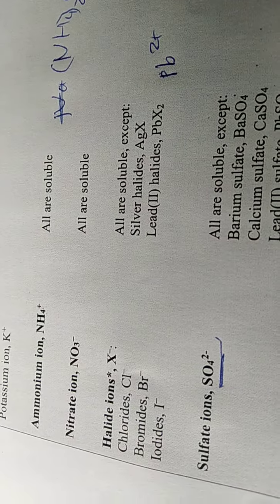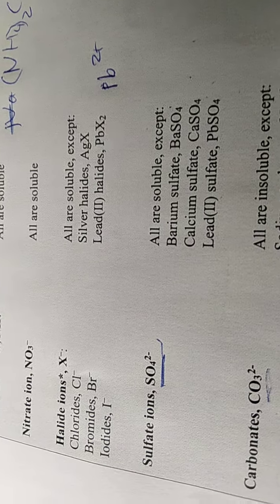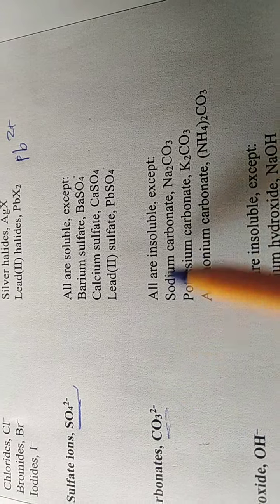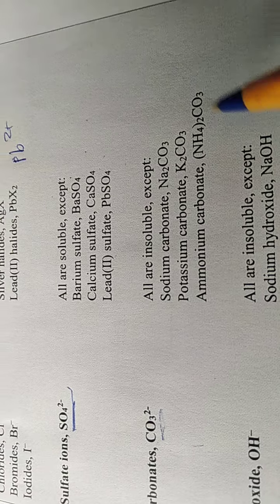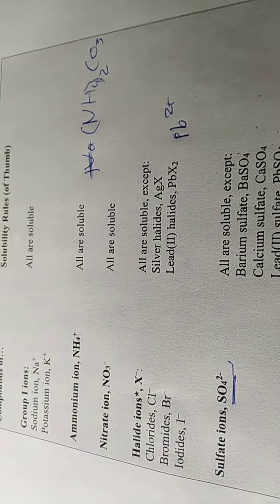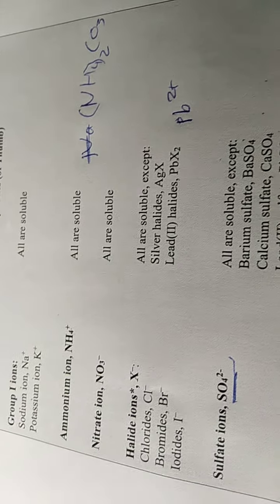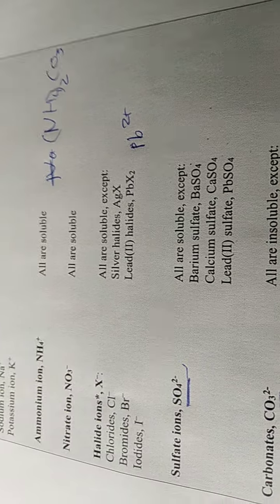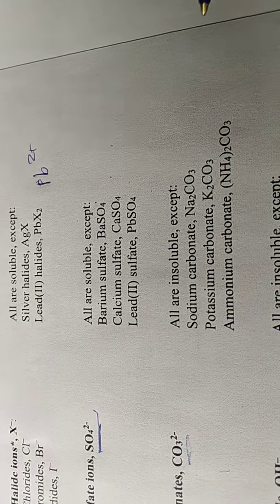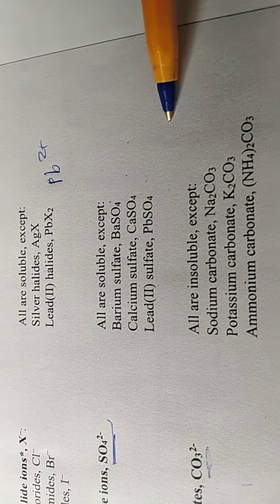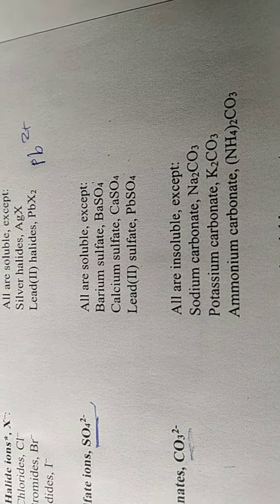Like I said, all the group 1 salts are soluble. So the carbonates are all insoluble except the group 1 carbonates, because group 1 are the alkali metals, which are easily dissolved. So any salt formed of the group 1 metals will be soluble. I gave an example there: sodium carbonate is an example of a group 1 salt.